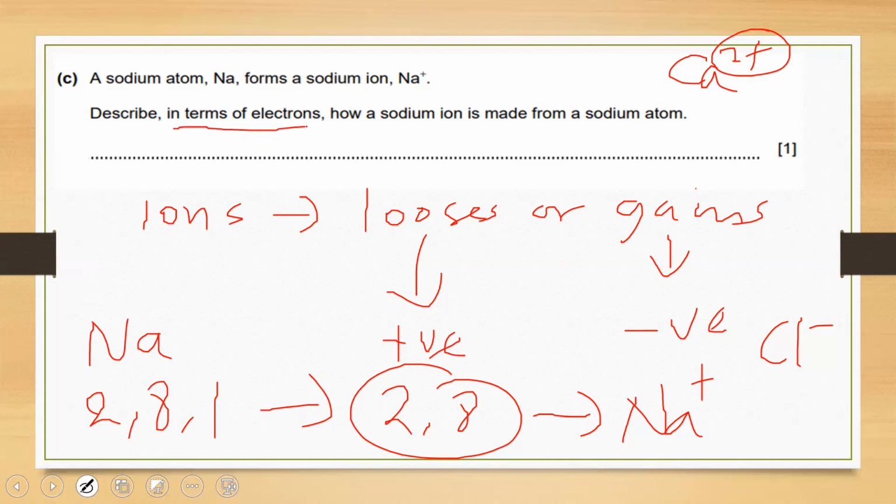So I will basically say that a sodium ion is made from a sodium atom because it lost an electron.